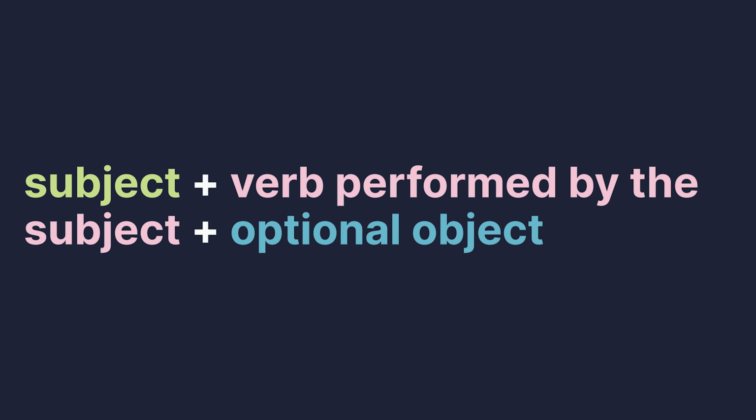So, what is the difference between active and passive voice? While tense is all about time references, voice describes whether the grammatical subject of a clause performs or receives the action of the verb. Here's the formula for the active voice. Subject plus verb performed by the subject plus optional object. For example, Chelsea kicked the ball.